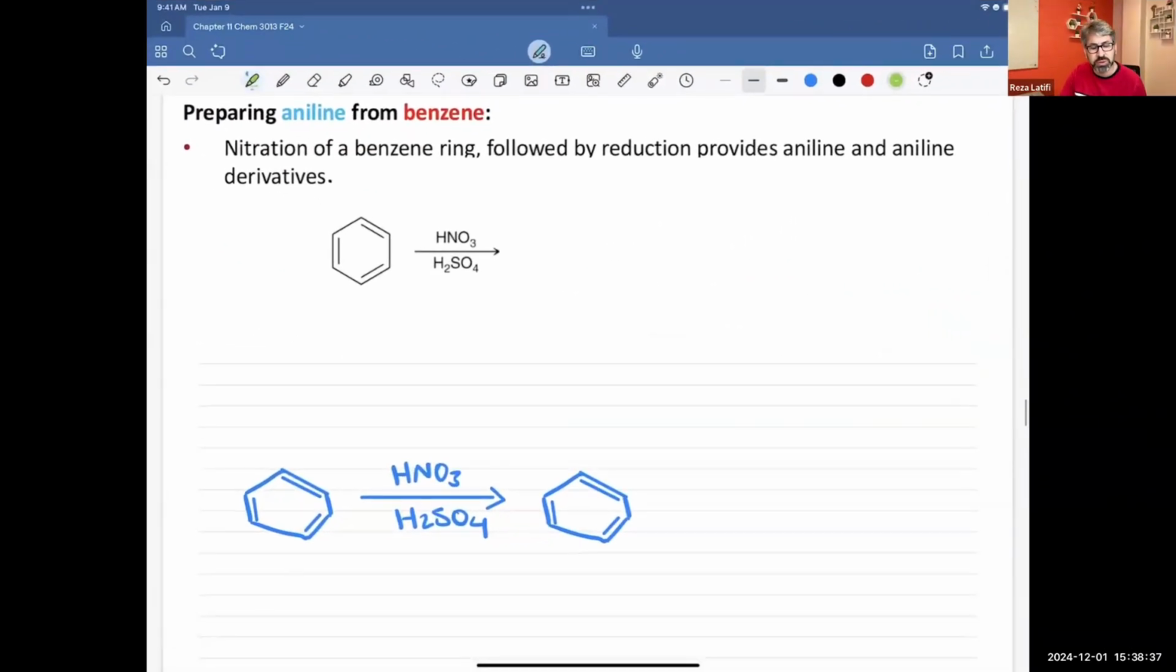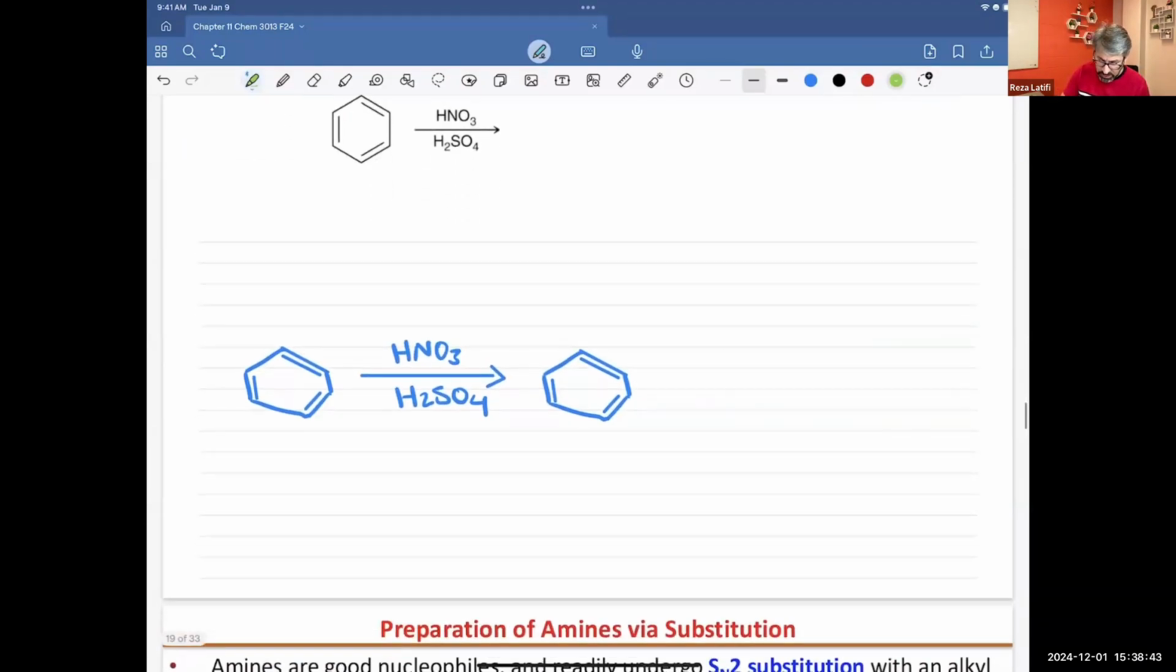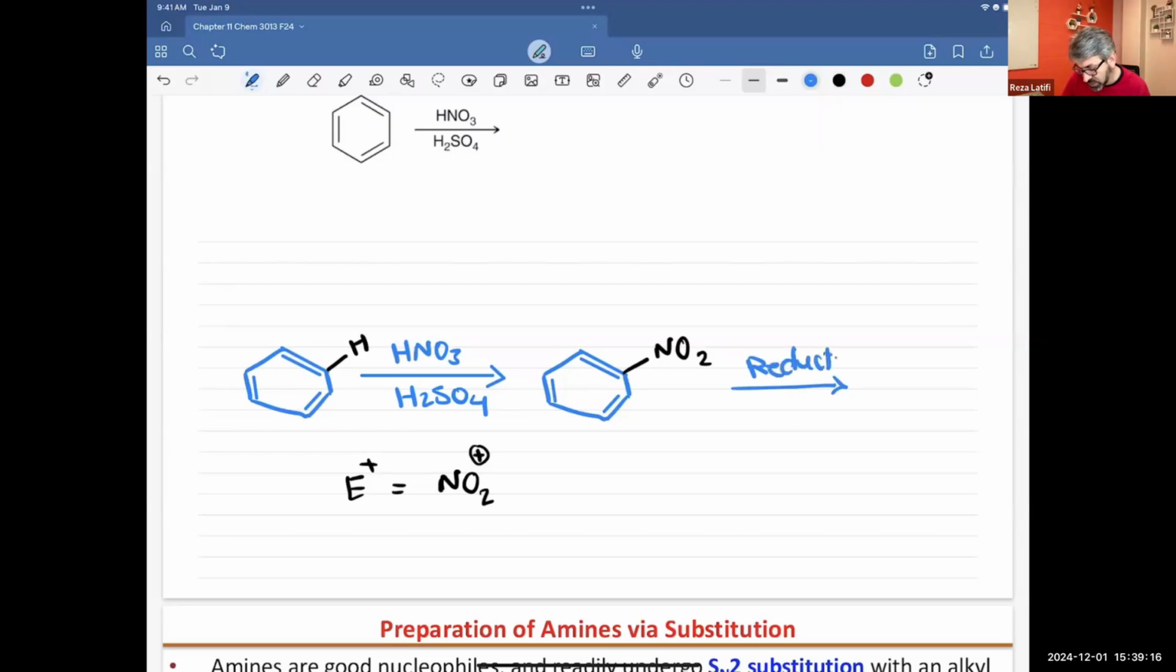Another method that we can use to produce amines is nitration. In nitration, we start with nitric acid in the presence of sulfuric acid. That's going to give us an electrophile, NO2 with a positive charge. This species is super unstable, and it's going to attack the benzene ring and replace H by NO2.